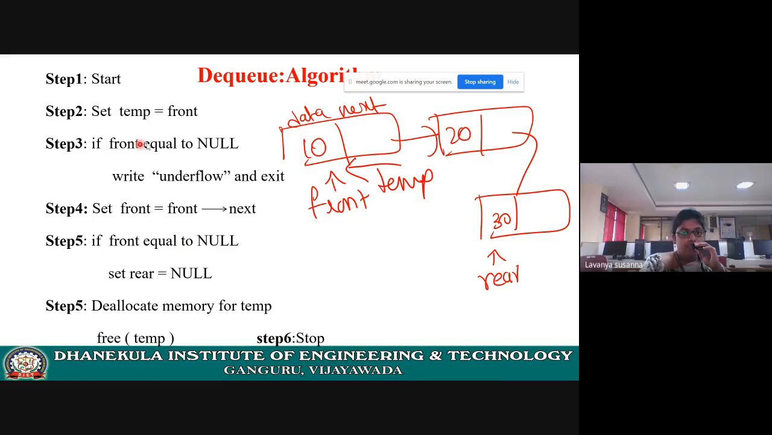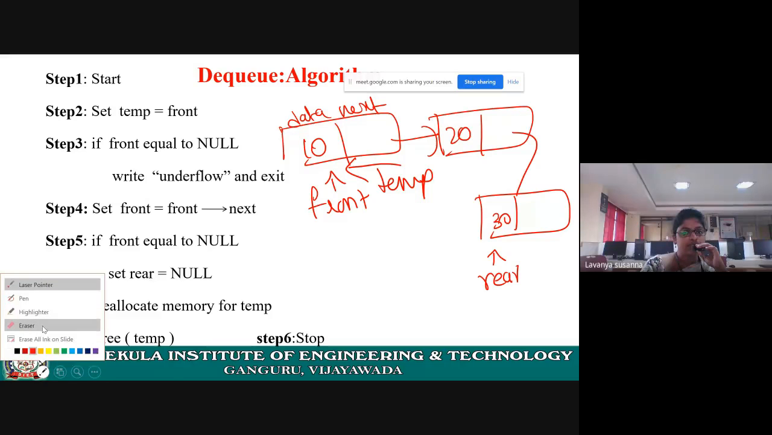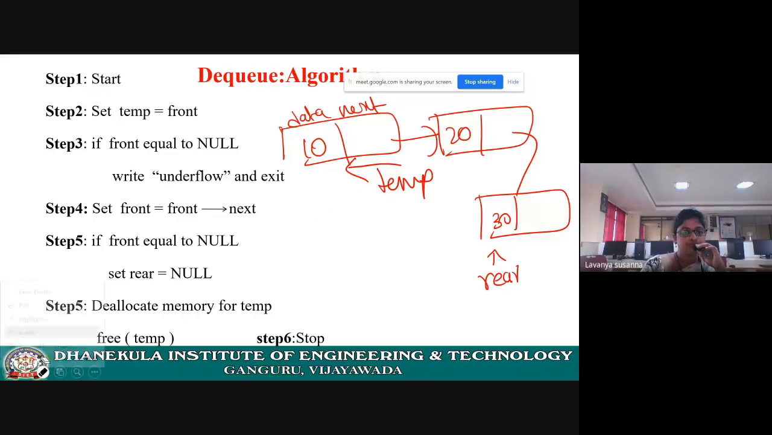Here, there is a linked list. If there is a linked list, front is not null, right? Front contains the address of the first node. So step 3 will not be executed. Control comes to the next statement. What is the next statement? Set front equal to front of next. Front of next means the next node address that you are assigning to front. Now, front points to node 20. See the diagram.